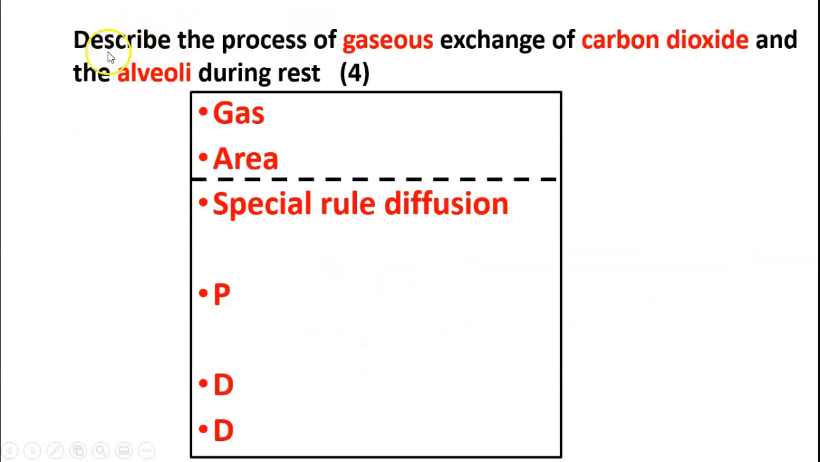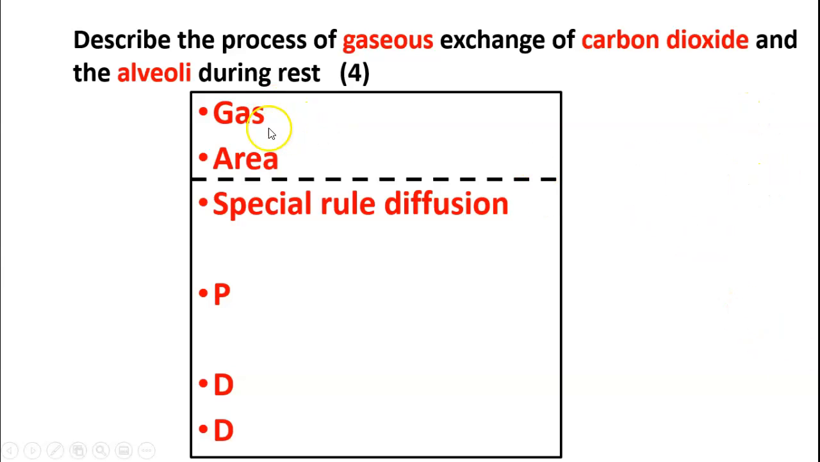So the first question we got here then is: describe the process of gaseous exchange of carbon dioxide at the alveoli during rest. Okay, so when we see that question, you've got a choice now. If you want to pause it, you can pause it. If you want to watch me model one first and then have a go after, that's absolutely fine. So if you feel like you can do this, you crack on. If not, maybe just watch this one and then have a go at the next question.